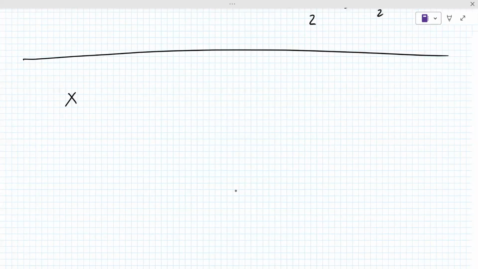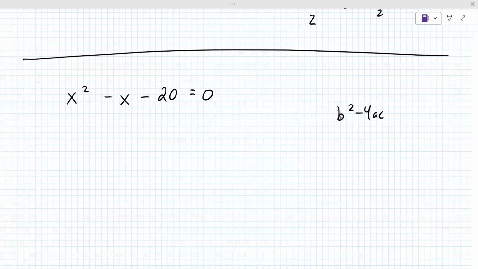So I would like you to try one on your own, start to finish here. X squared minus x minus 20 equals 0. And what I'd like you to do is give me the value of b squared minus 4ac first, just to kind of check that you're on the right track. But this is a chance for you to see if you can work it out before you move into more difficult problems on your own. And of course, if you have questions, please ask. Okay.